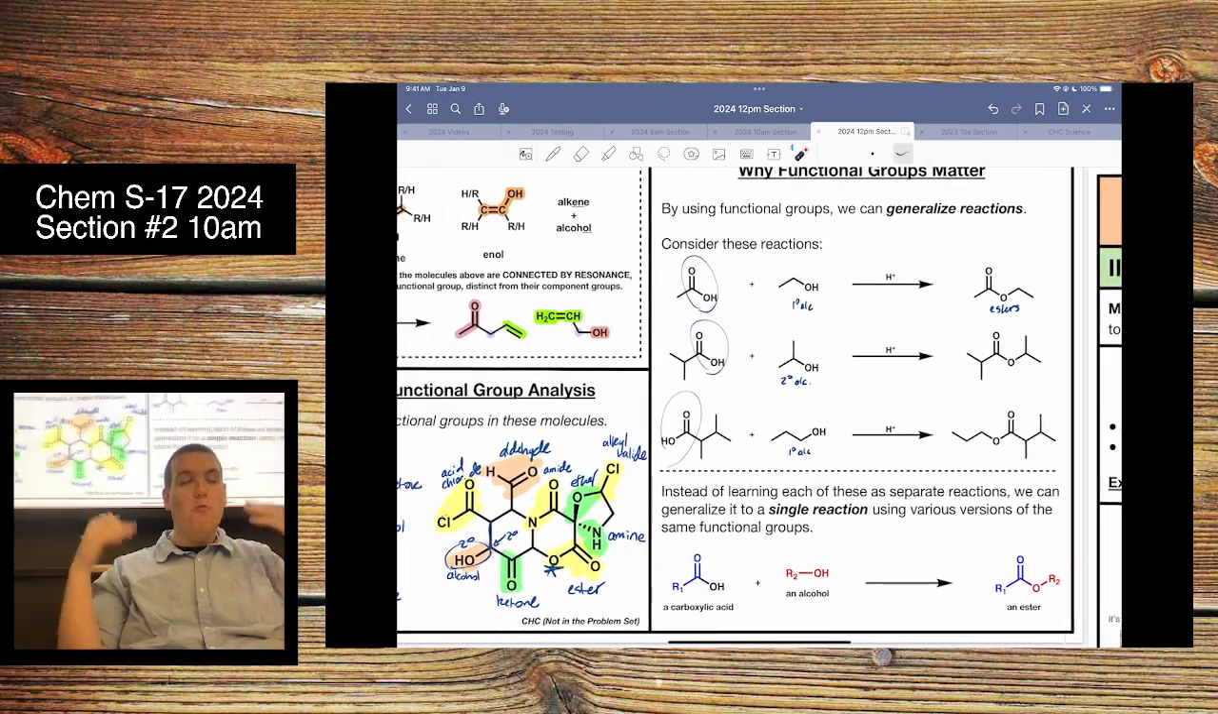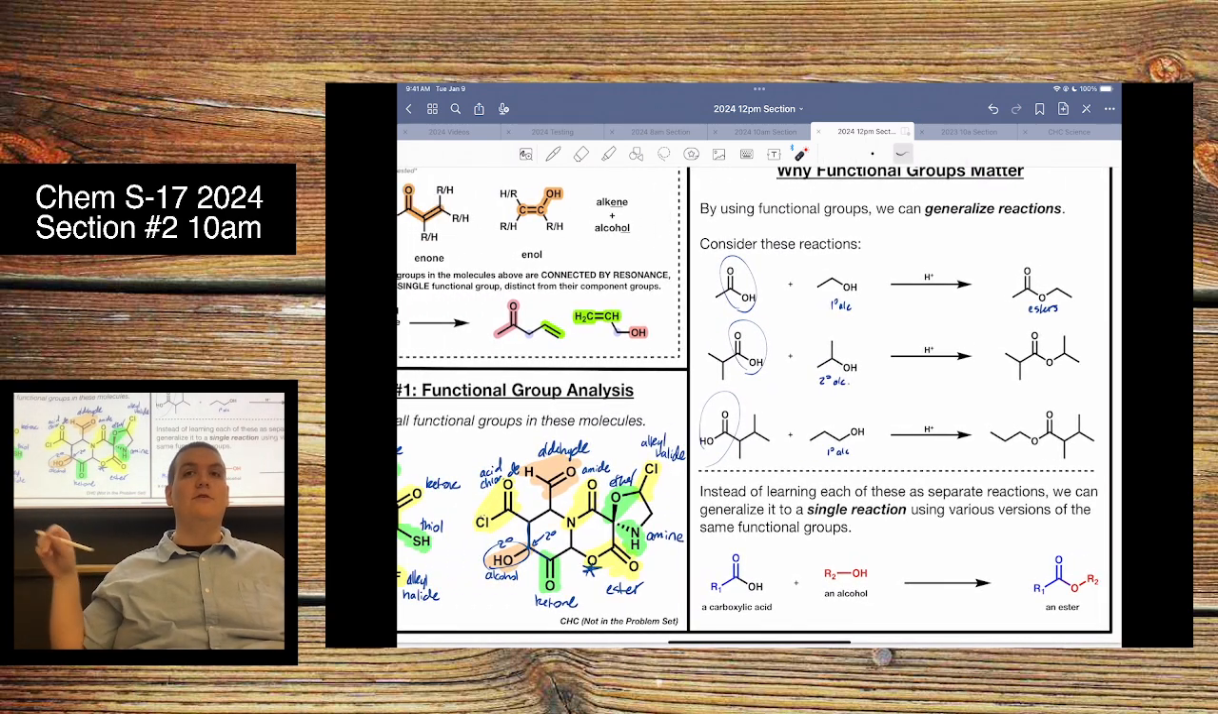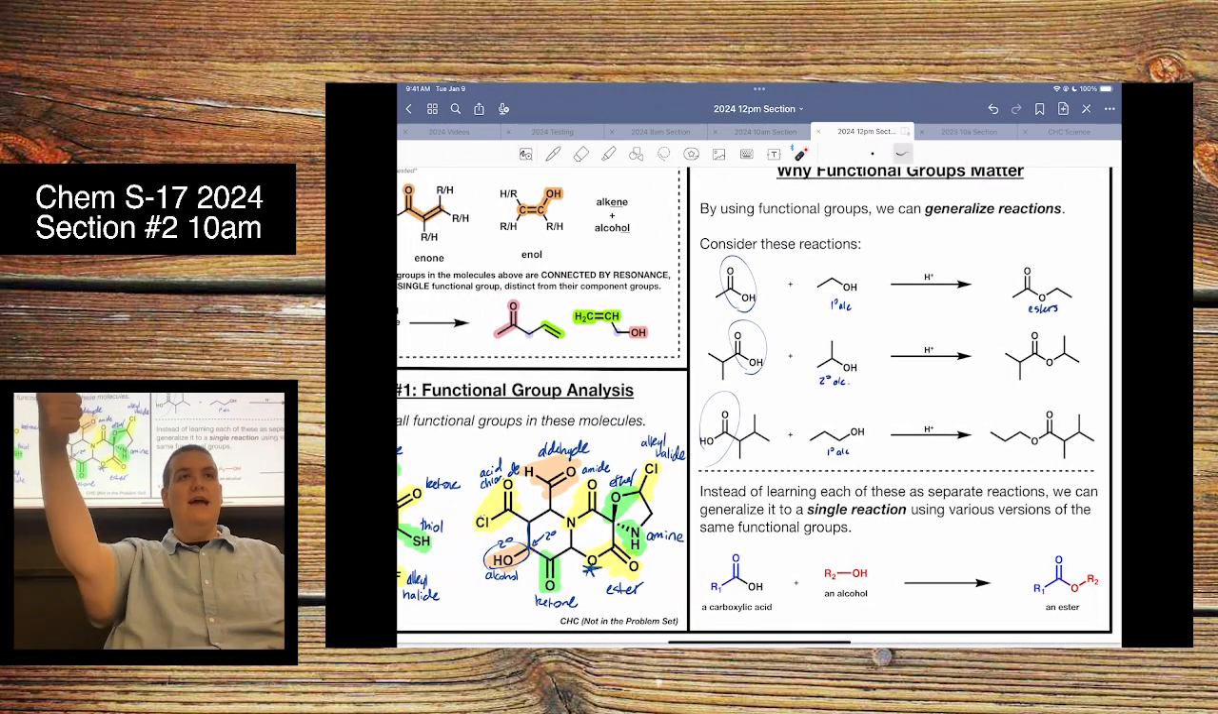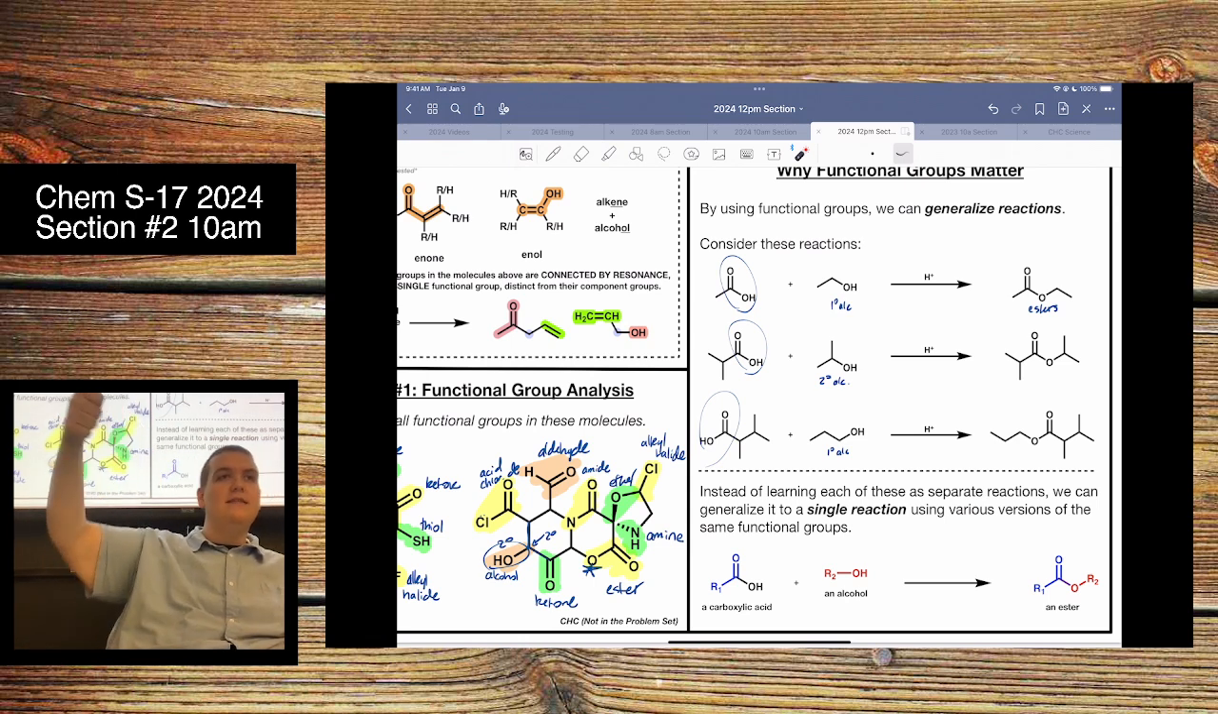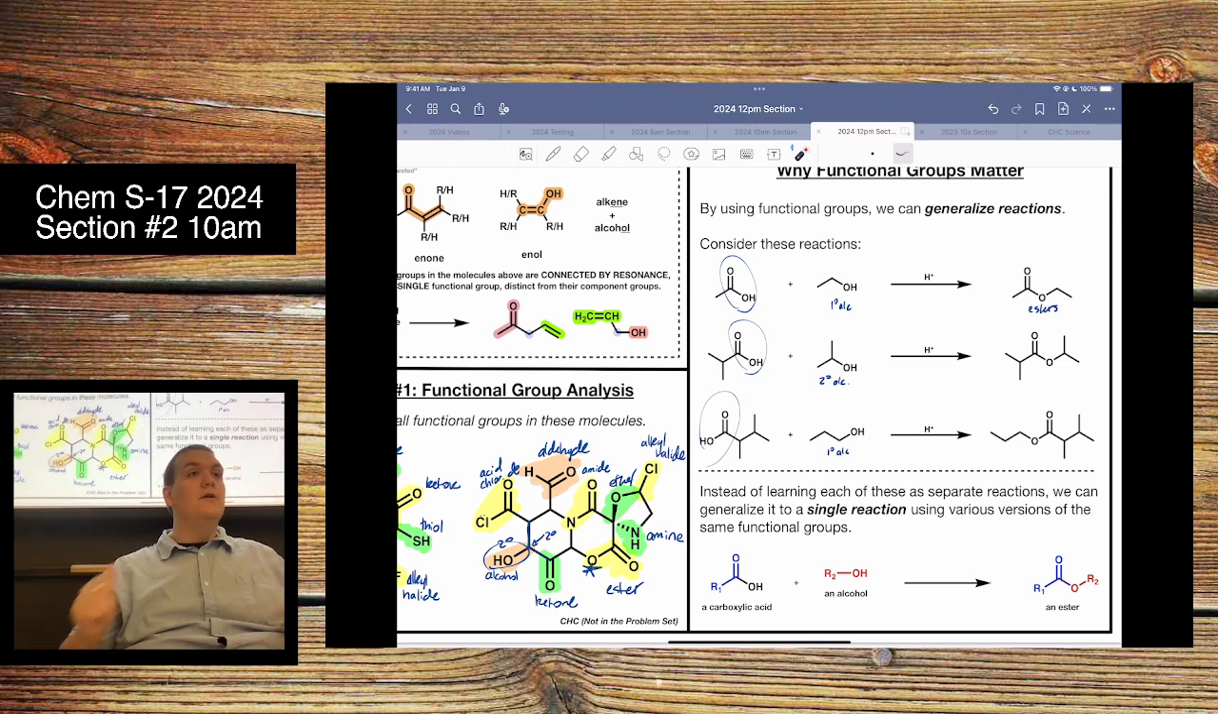Does this make sense why this is going to be an important skill for you to learn? Give me a thumbs yes or no. Is this an important skill? Do you see the importance? Cool. Your assignment for Tuesday is to know the functional groups cold.